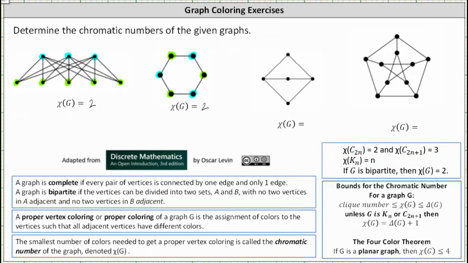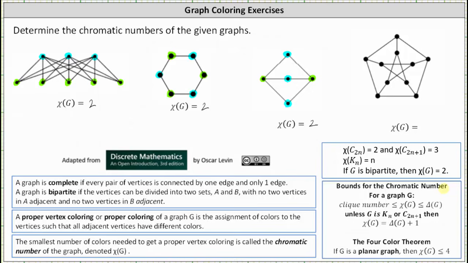And now looking at our third graph, let's color the inner vertex blue. The two adjacent vertices must be a different color. Let's color those green. Notice how the two remaining vertices are only adjacent to green vertices. We can reuse the color blue. The smallest number of colors needed for the proper vertex coloring is 2. Once again, the chromatic number of the graph is 2.